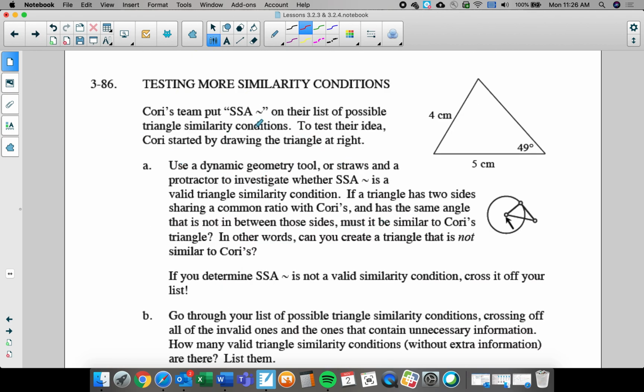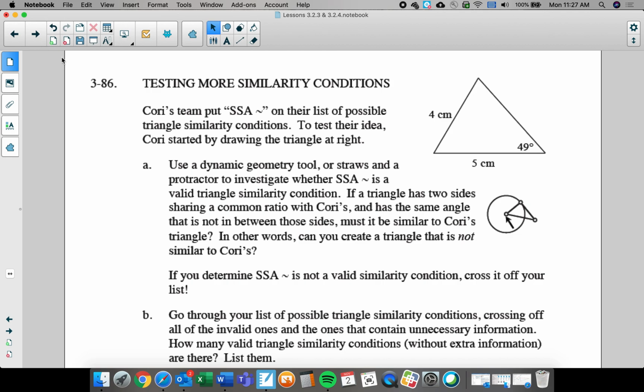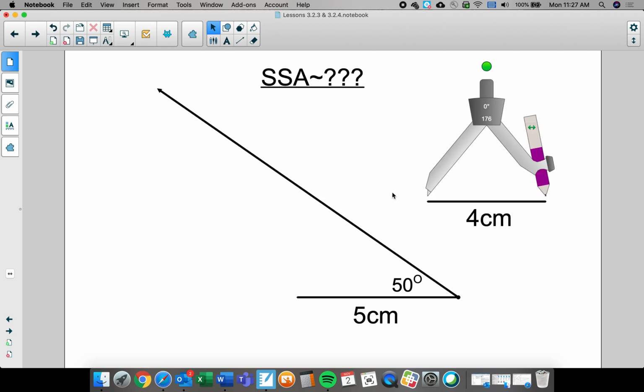So if I was going to test another similarity condition here, the idea behind this is now we're looking at side, side angle, which I accidentally wrote the other direction before. So if we go through and we test that, where let's say that we knew, okay, something like this, we knew 2 side lengths were 4 and 5, and then the angle that was after it. What I want you to see, we're going to test it doing this.